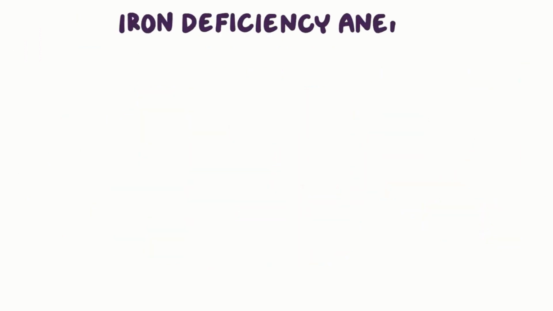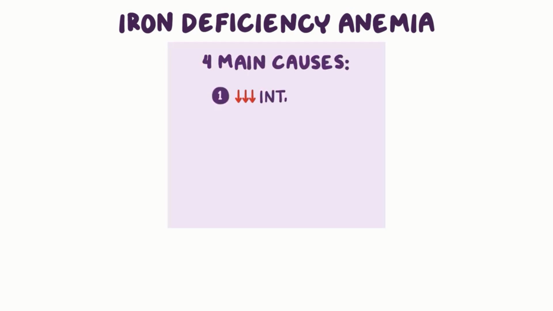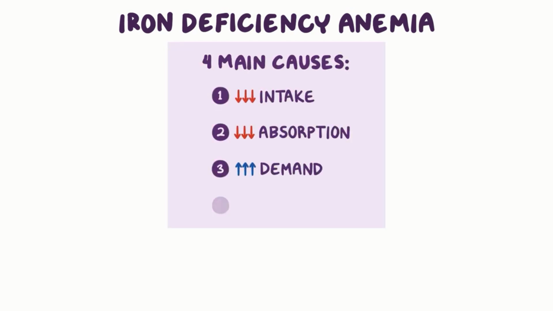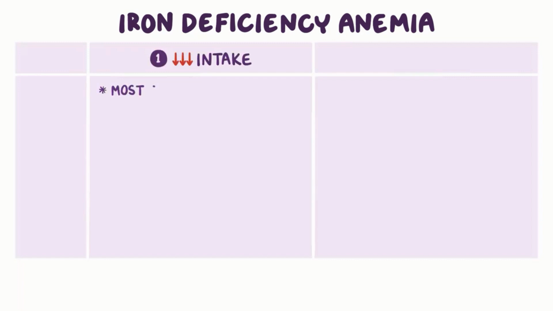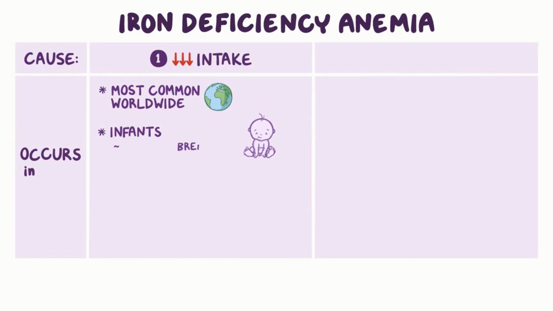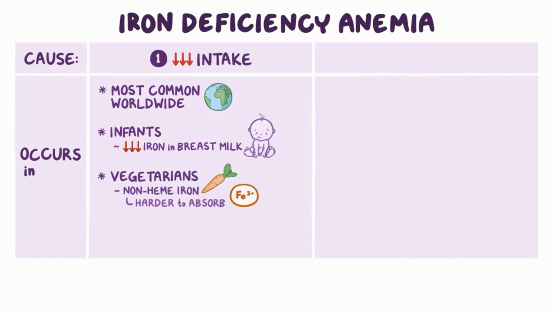Iron deficiency anemia can develop as a result of 4 main causes: decreased intake, decreased absorption, increased demand, and increased loss. Decreased intake is the most common cause of iron deficiency anemia worldwide, and it occurs in infants because breast milk is surprisingly low in iron. And it occurs in vegetarians, whose iron intake is mostly non-heme iron, which is harder to absorb.